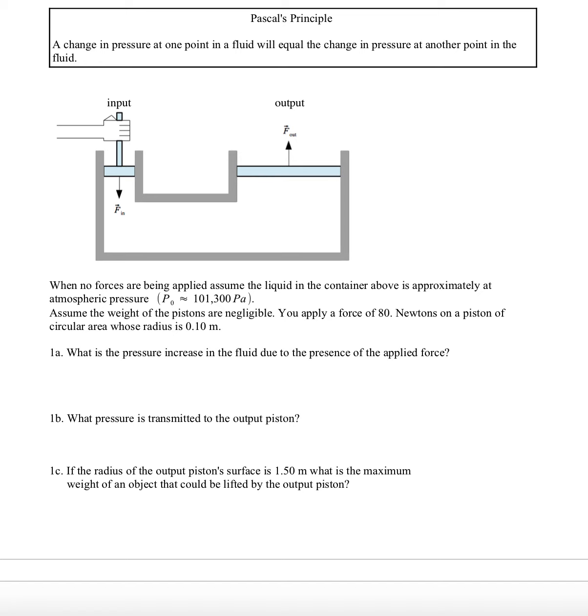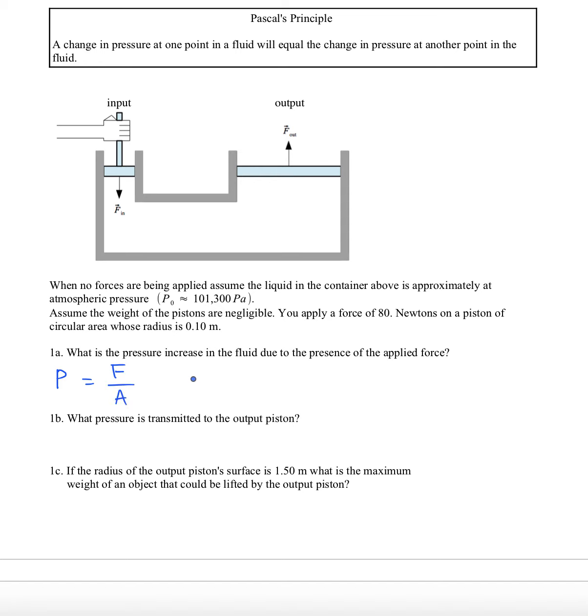Assume the weight of the pistons themselves are negligible, and you're going to apply an 80 Newton force to the input piston whose radius is 0.1 meters. What will be the pressure increase in the fluid due to the presence of the applied force? For that, we're going to want to use the formula pressure equals force divided by area.